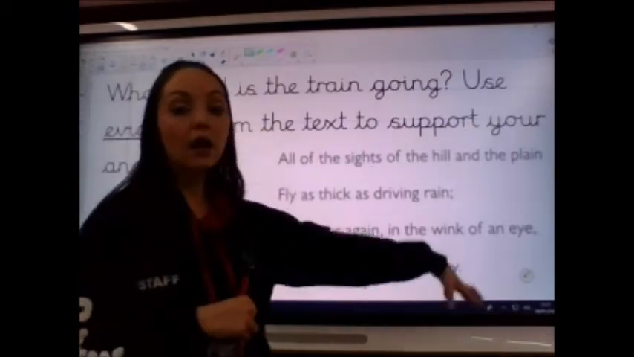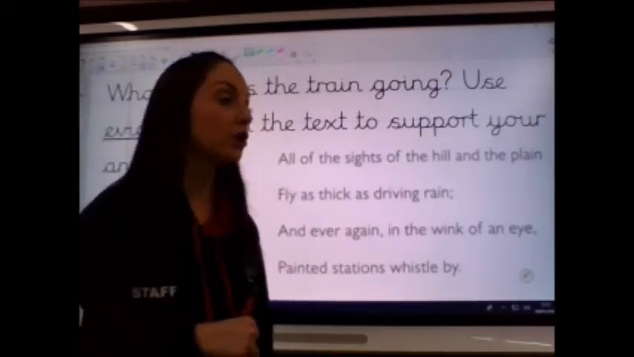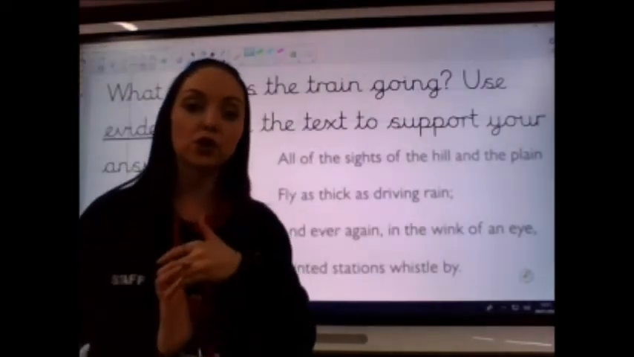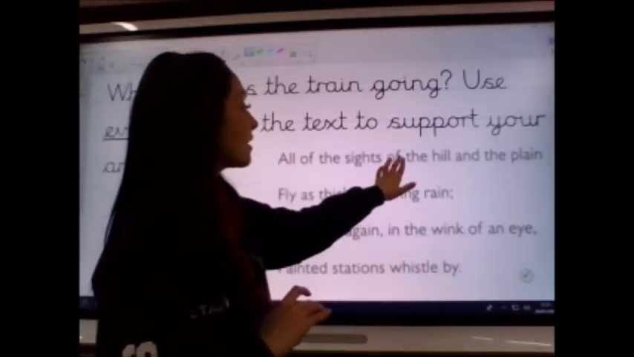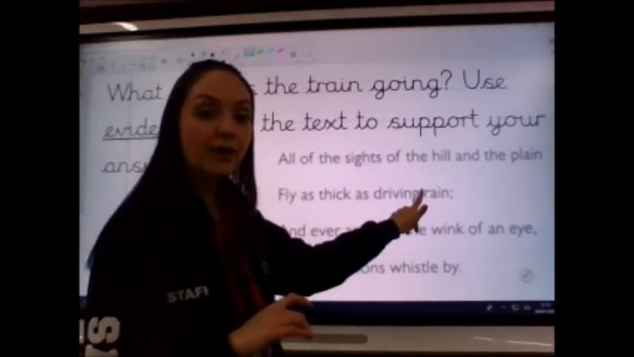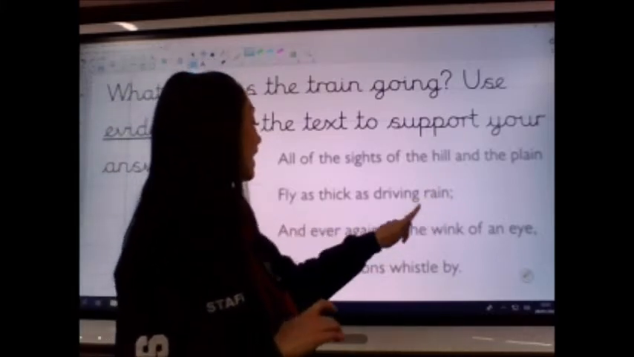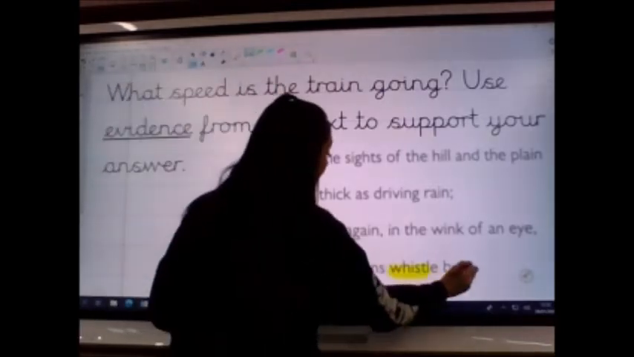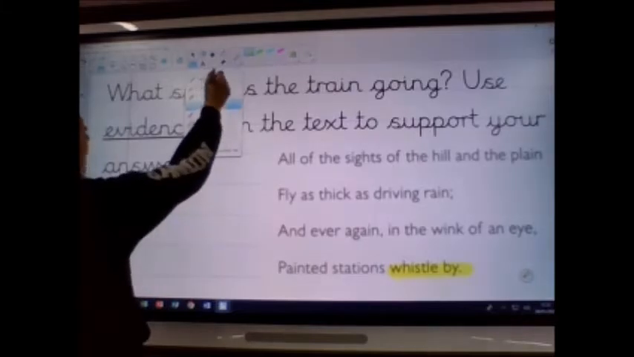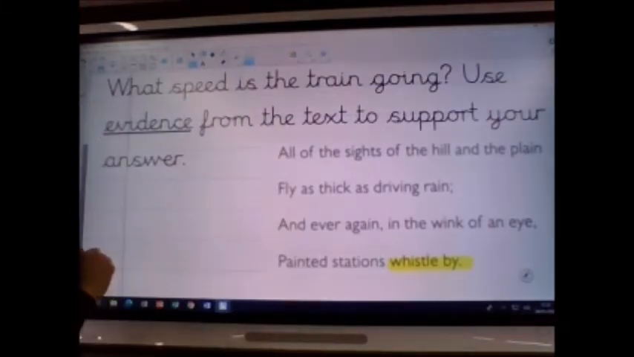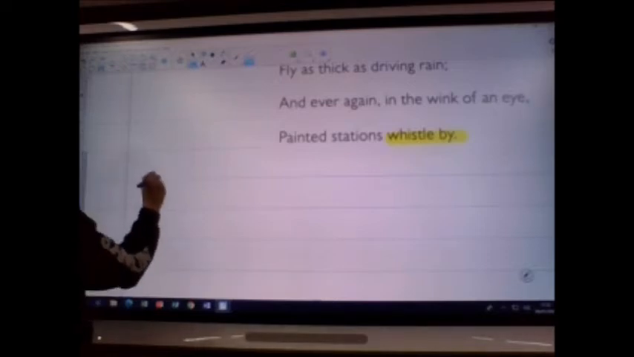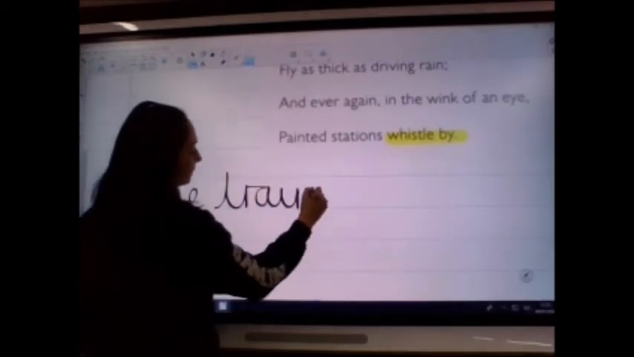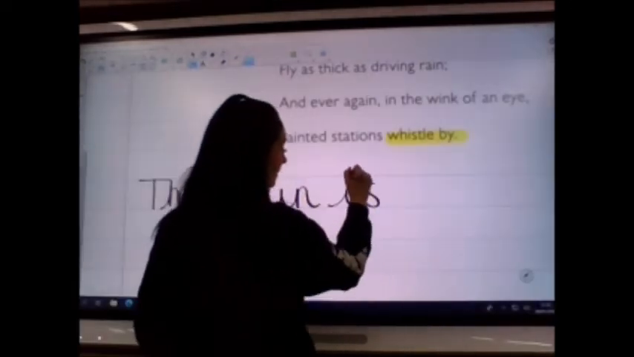So I've got a little bit of the text here that I'm going to use to help me answer this question. Okay, so what speed is the train going? So I need to know if it's going fast or slow. Let's have a look. So all of the sights of the hill and the plain fly as thick as driving rain, and ever again in the wink of an eye, painted stations whistle by. So I think the train is going fast. Okay? So, let's put this down a little bit. So my answer would be something like, the train is going fast.